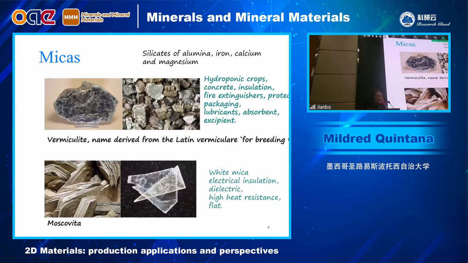Another very well-known layered material is called muscovite, that is the common mica. Probably if you do AFM characterization, you use it. This material, the mica, is very flat, and then you can put molecules or other materials on top and measure them by atomic force microscopy. This is an electrical insulator. It doesn't conduct charge. That's why you can use it as a support for AFM. It's a dielectric, and it's very, very flat.